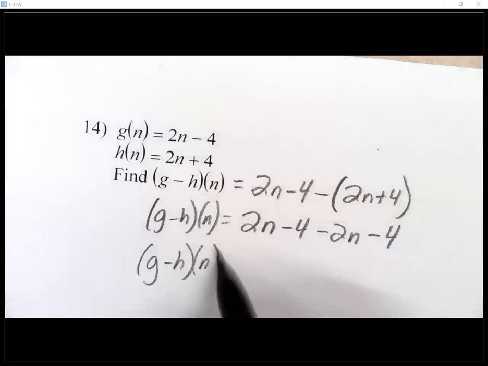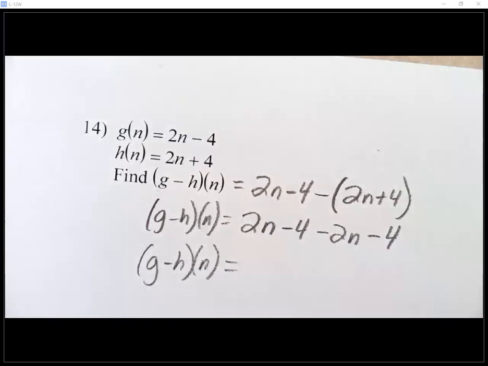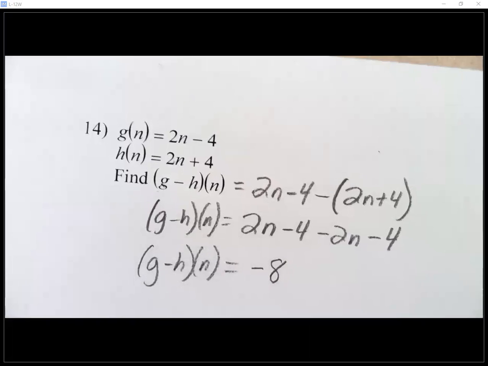So when I do that, what do I end up with? Anybody? Nathan? -8. My 2n's just so happen to cancel, but -4 minus another -4 is a -8.